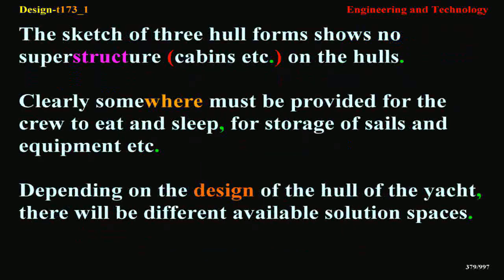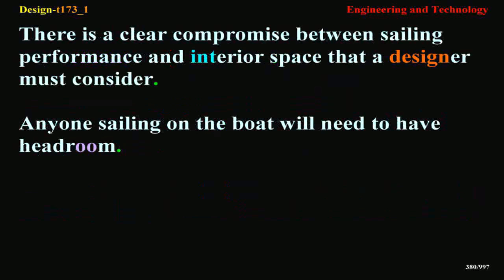The sketch of three hull forms shows no superstructure, cabins, etc. on the hulls. Clearly somewhere must be provided for the crew to eat and sleep, for storage of sails and equipment, etc. Depending on the design of the hull of the yacht, there will be different available solution spaces. There is a clear compromise between sailing performance and interior space that a designer must consider.